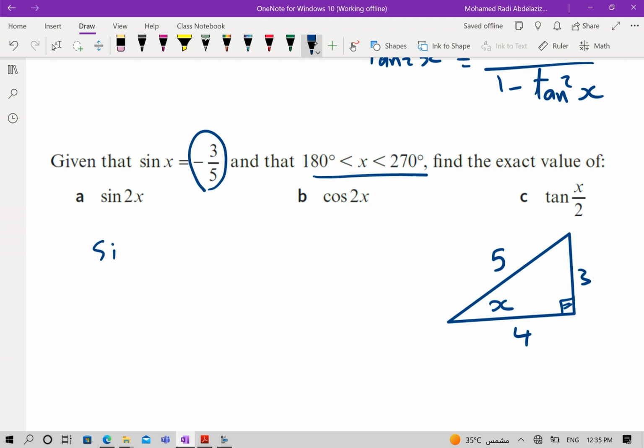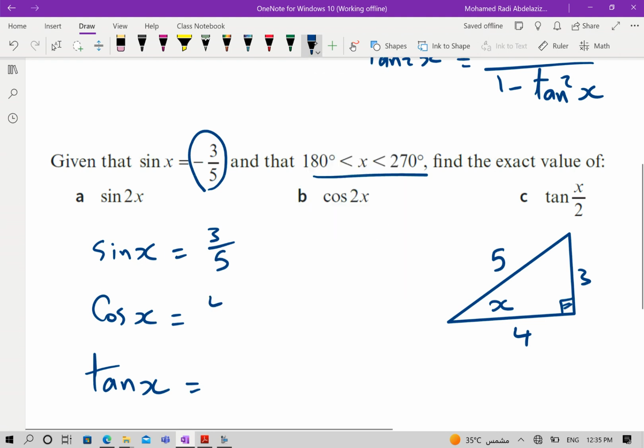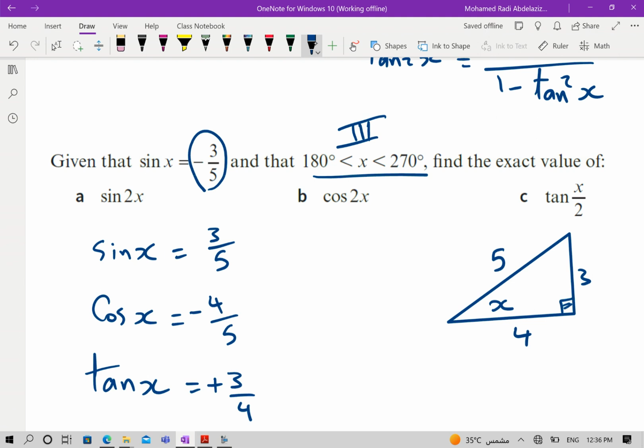From this triangle, you can get sin x, cosine x, and tan x. Sin x is opposite over hypotenuse. Cosine x is adjacent over hypotenuse. Tan x is opposite over adjacent. But this angle is in the third quadrant, where only tan is positive, so sin and cosine are negative. Clear? He asked to find the exact value.